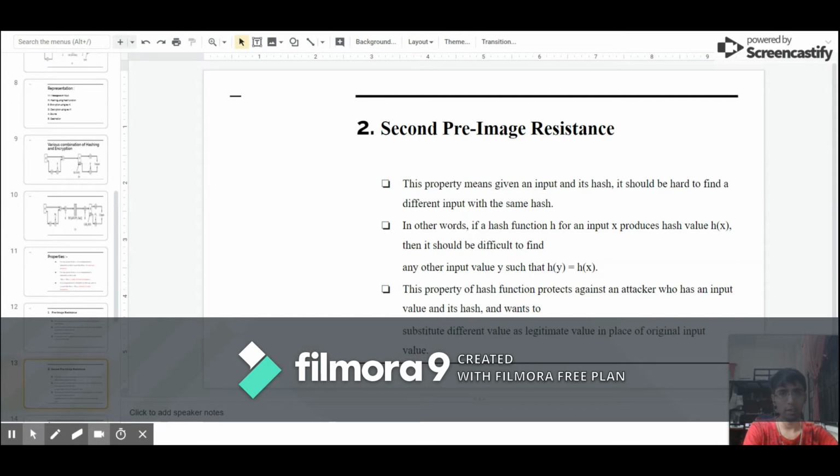This property means given an input and its hash, it should be hard to find a different input with the same hash. Means that we are given two inputs x and y, and it should be hard for both to give the same value, meaning doing the hash on both inputs gives the same hash code. This property defines that if a hash function gives the same hash code for two different inputs, then it will be discarded as a hash function.